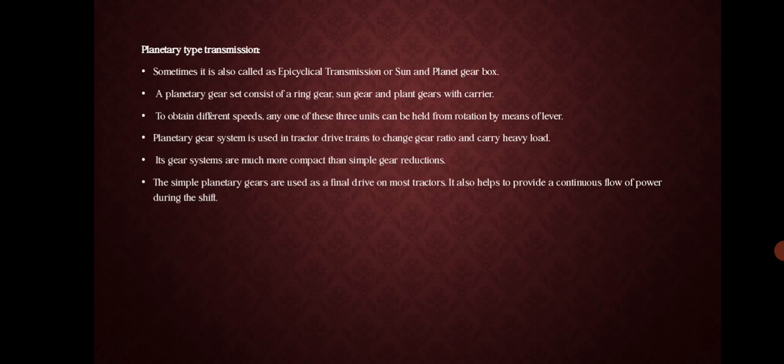Planetary gear system is used in tractor drive trains to change gear ratio and carry heavy load. Its gear systems are much more compact than simple gear reductions. The simple planetary gears are used as a final drive on most tractors. It also helps to provide a continuous flow of power during the shift.